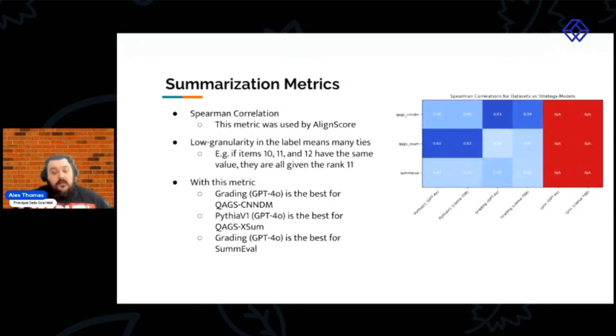So we got these 3 data sets from a leaderboard for the Alliance Score project. And they use Spearman correlation with the human labels of these data sets to make their leaderboard. There's a problem with Spearman correlation, though, which is that these 3 data sets have very low granularity in their labels. So in Spearman correlation, if there's a tie, so let's say, for example, items 10, 11, and 12 are tied, they'll all be given rank 11.